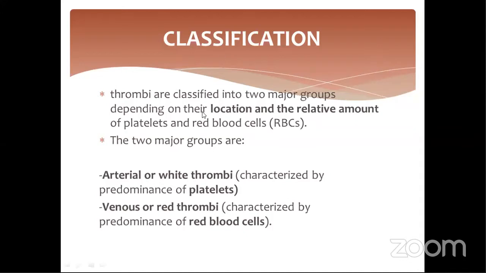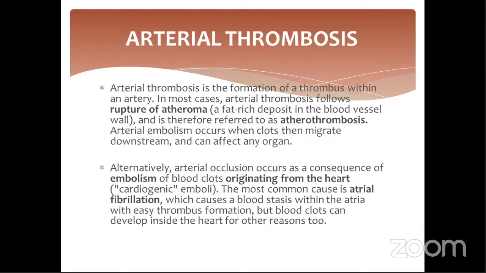So two major groups are there regarding thrombi classification: arterial or white thrombi, and second, venous or red thrombi. Arterial thrombi are characterized mainly by a predominance of platelets, and venous by red blood cells. So what is arterial thrombosis? Arterial thrombosis is the formation of a thrombus within an artery.